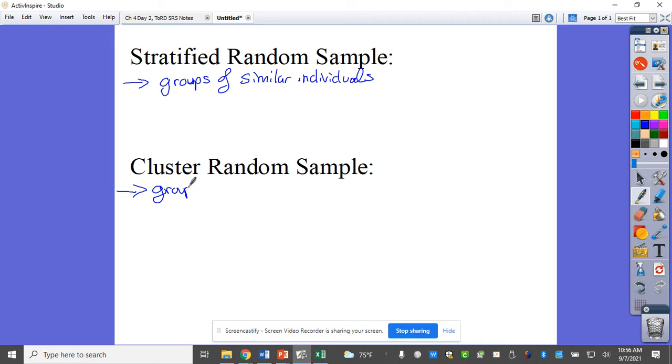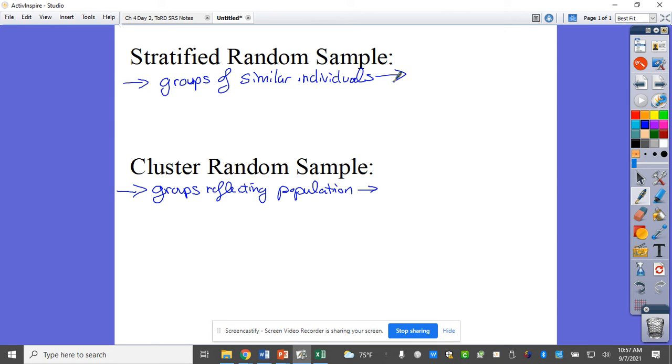So were these similar individuals? Are all the crab legs in one cluster similar? No. Reflecting the population. So these are not similar groups. They're supposed to be more similar to the population than to themselves, or reflect the population.